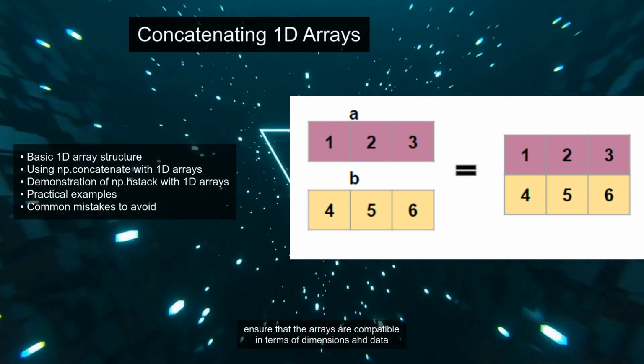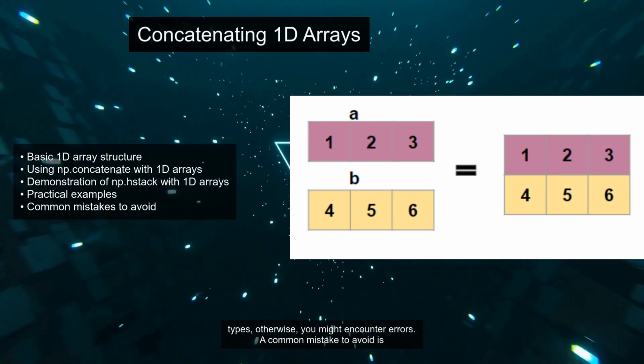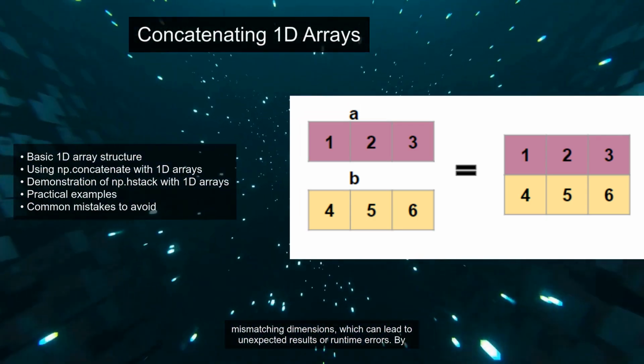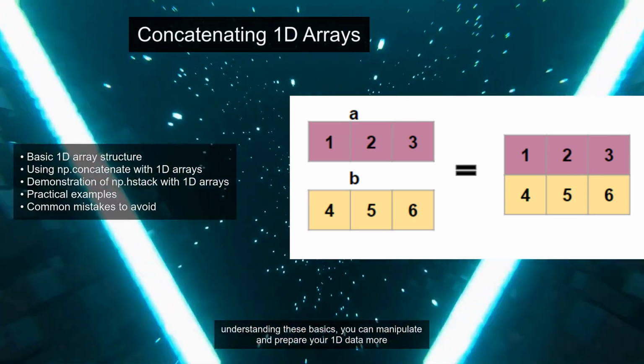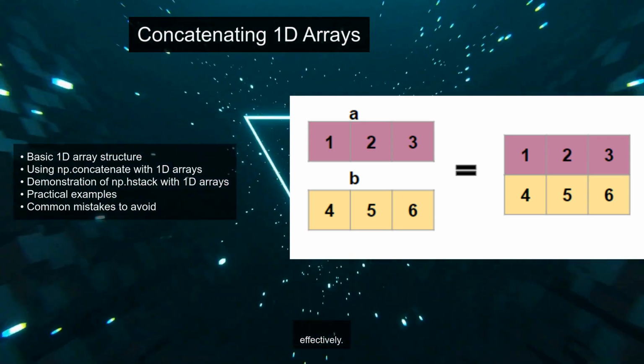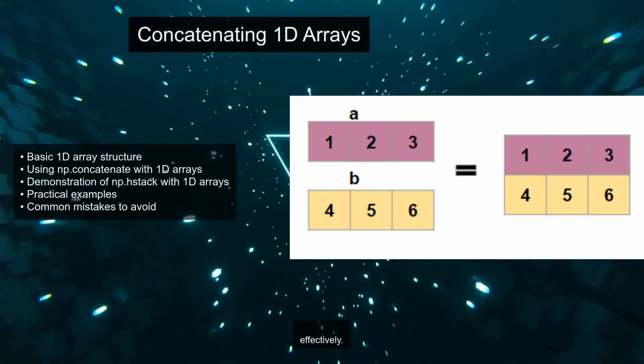It's important to ensure that the arrays are compatible in terms of dimensions and data types, otherwise, you might encounter errors. A common mistake to avoid is mismatching dimensions, which can lead to unexpected results or runtime errors. By understanding these basics, you can manipulate and prepare your 1D data more effectively.